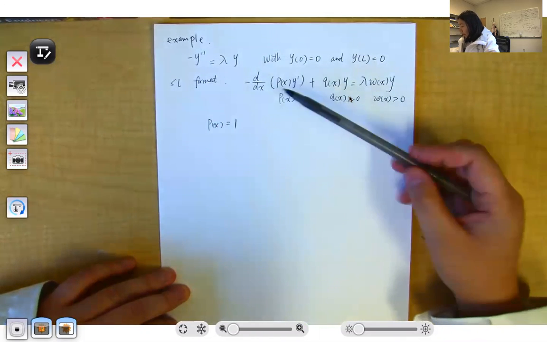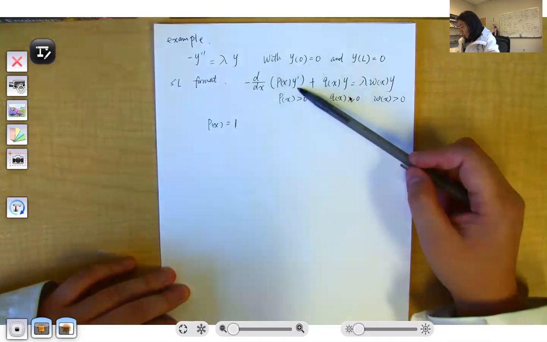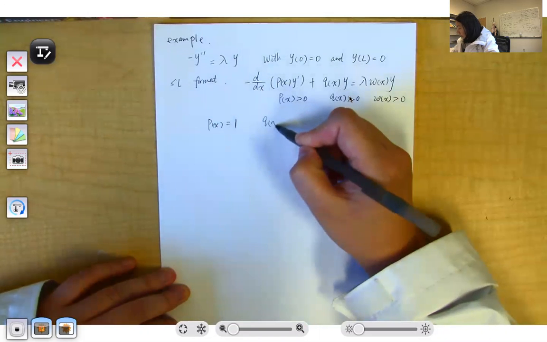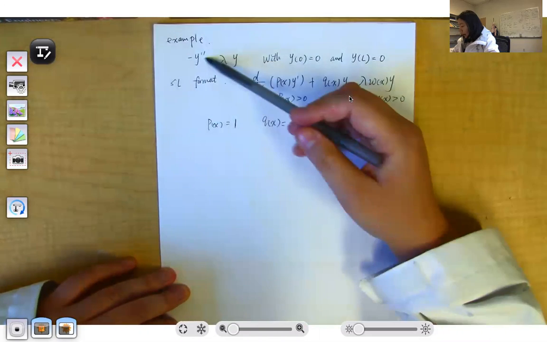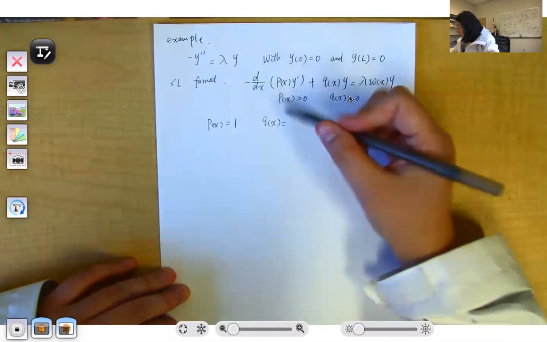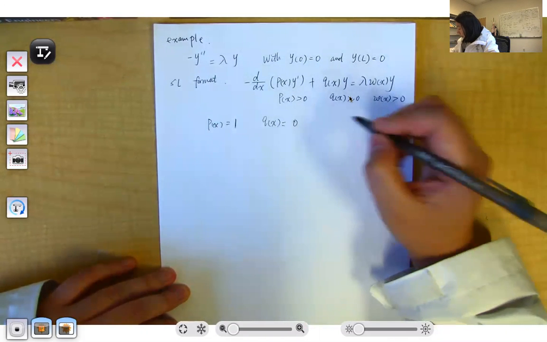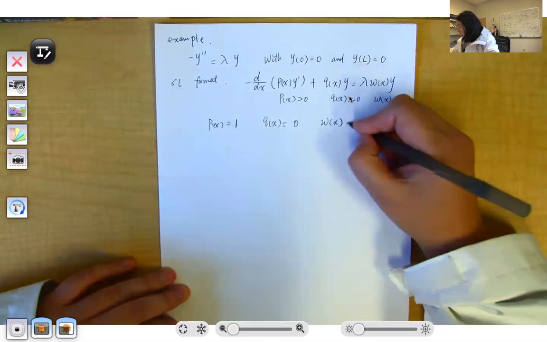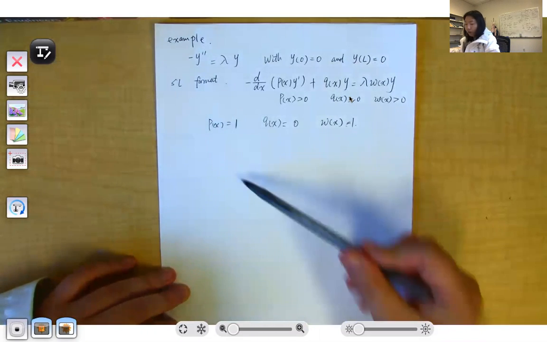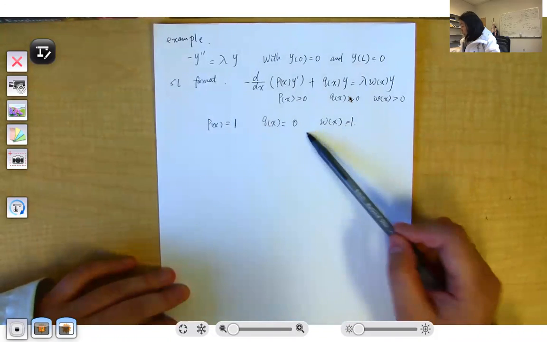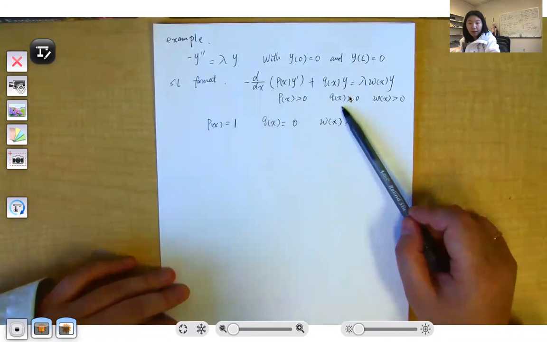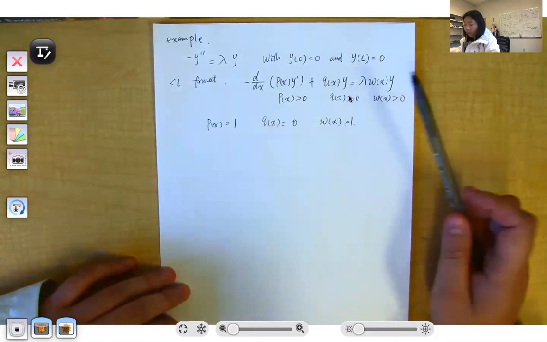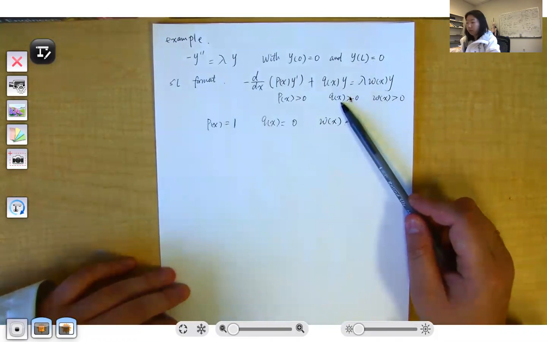So that you have minus y double prime. Then what is our q(x)? For q(x), there is no y term here, so it's 0. What is our omega(x)? The omega(x) is 1 for this one. It's very simple. So we have our coefficients p(x), q(x), and omega(x) all satisfy the conditions of the SL problem. Then at least for the format, they are SL problem.